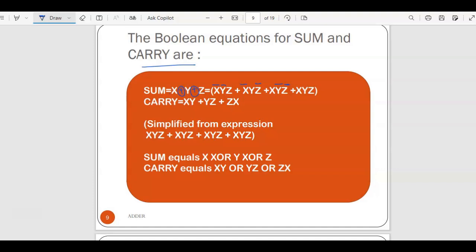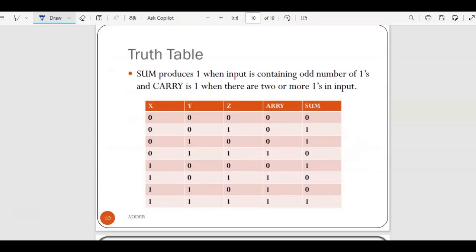And if you go for the simplified expression, again you can write X bar in one term, next time you take Y bar, and next time Z bar, and then you have X Y Z. So sum equals X XOR Y XOR Z. This is the symbolic one, and you can write the spelling also. And when you go for the carry, it is XY and then plus, which is the OR gate, so OR YZ OR ZX. So this is the expanded form. You must be clear with this, so please go through it properly. You can check it again.